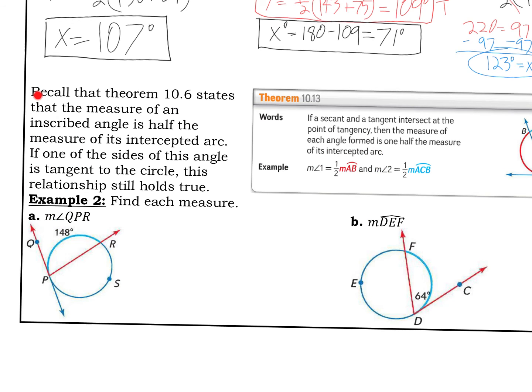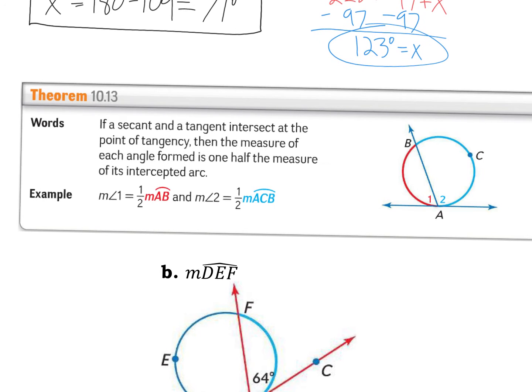Next we have, recall that Theorem 10.6 states that the measure of an inscribed angle is half the measure of its intercepted arc. If one of the sides of this angle is tangent to the circle, this relationship still holds true. So this is from a couple sections ago, but here it says measure of angle 1 is 1/2 of arc AB. So angle 1 is here, and then arc AB is there. And then measure of angle 2 is going to be half of arc BCA or ACB.